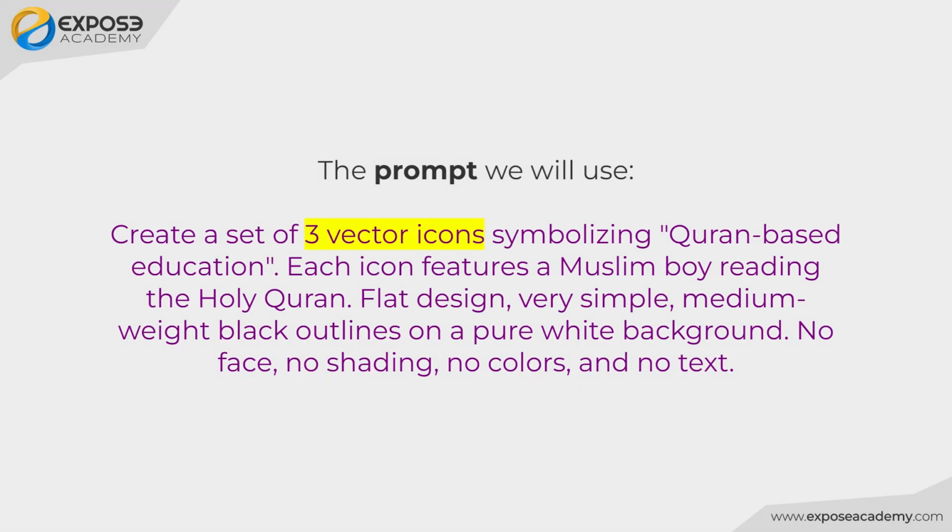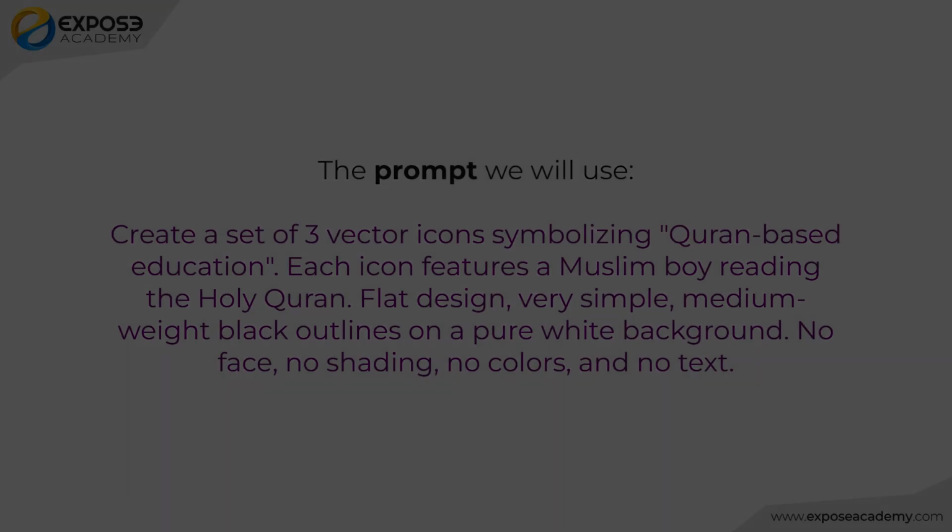I request the AI to create 3 icons at once so that I have more options to choose from later. Furthermore, I only use black and white so that the image to vector tracing process would be more accurate. Then, I also ask the AI not to display the character's facial features. Feel free to copy and tweak this prompt according to your needs. Once the prompt is finished, you can copy it to the clipboard.